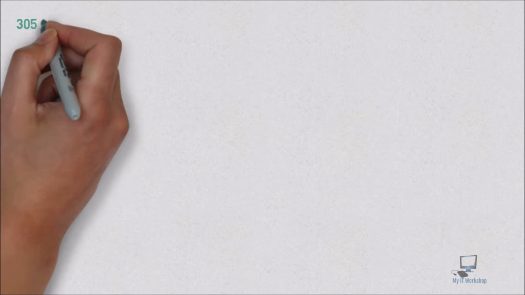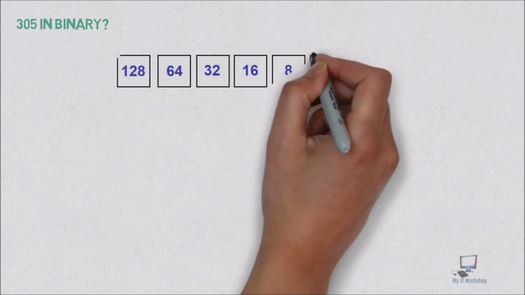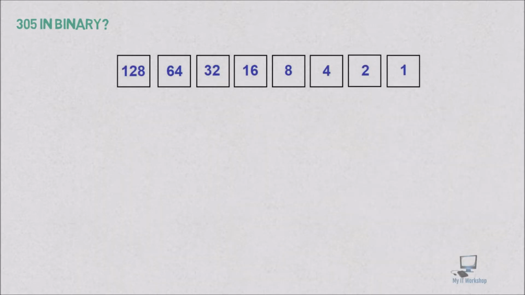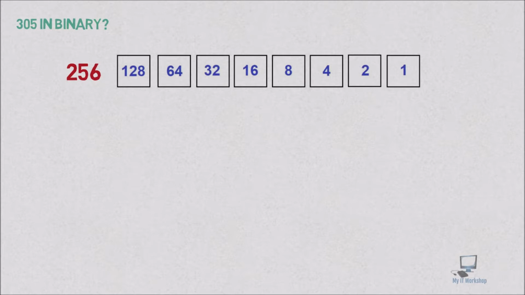Now, what if, this is just for you to understand, what if I want to represent 305 in binary? So you guessed it, we are going to still use the boxes. But didn't you tell me that we can only represent 255? 305 is way bigger. Yes, but we can add the next double of the last number. In this case, the double of 128 is 256, right? So we are going to do the same process.